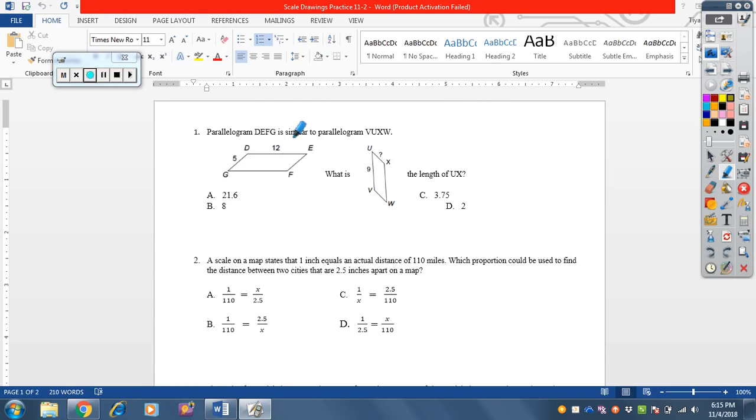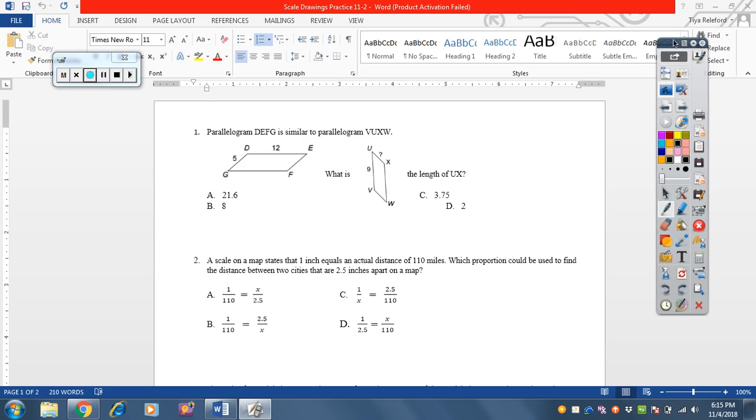So number one, when it says similar figures, you need to color code. In fact, anytime you see two shapes like this, you need to color code. So if you haven't already color coded, take a minute and do that now. And you can color code more than just the sides with the numbers if you want.